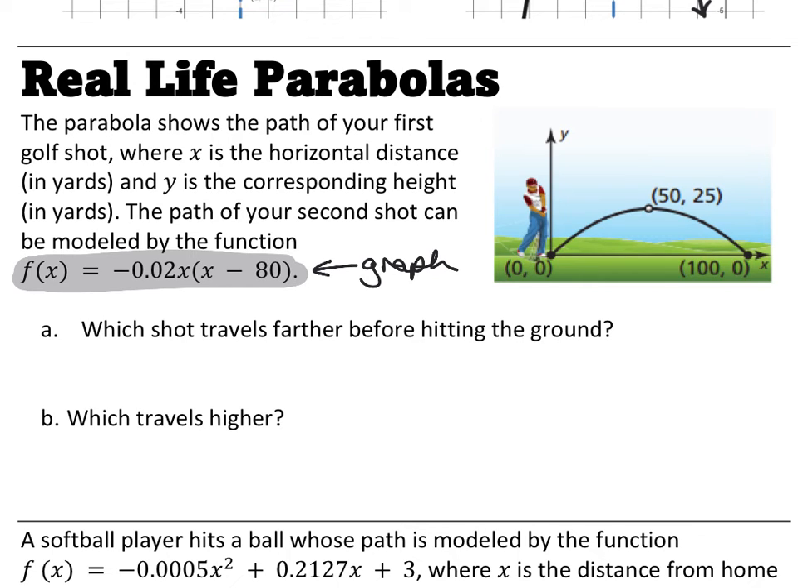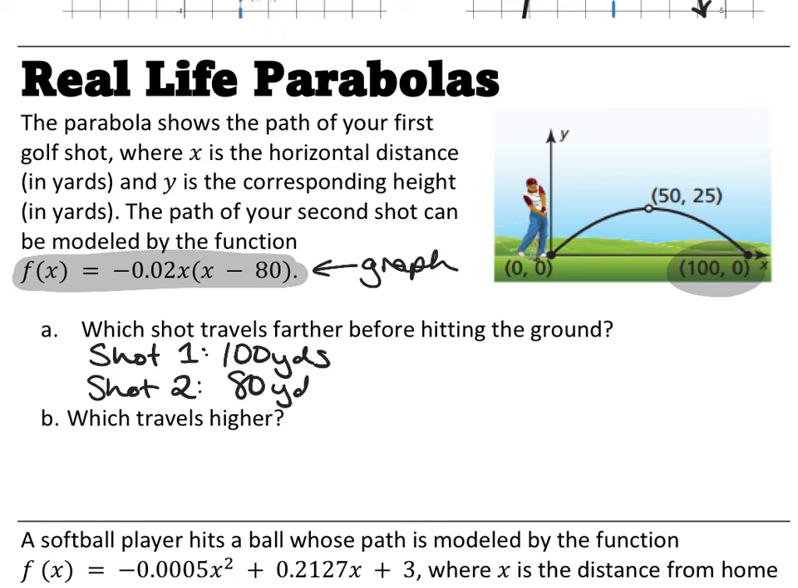So let's just read these graphs for a second. Shot number 1, which is the shot in the picture, how far does that golf ball travel before it hits the ground? If you're looking at that trajectory, when does it hit the ground? 100. So the first shot travels 100 yards because we see that it literally hit the ground at 100 yards. The trajectory for the second is the one that you have on your Desmos. When does that one hit the ground? So it hits the ground at 80 yards.